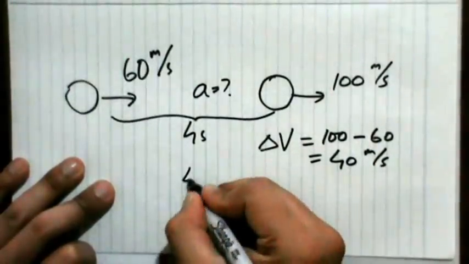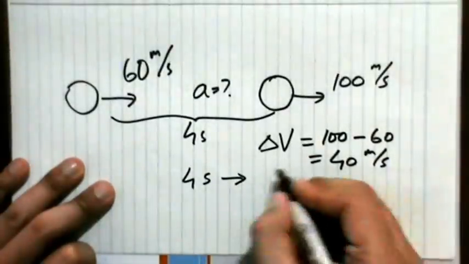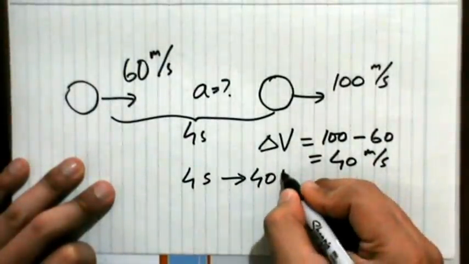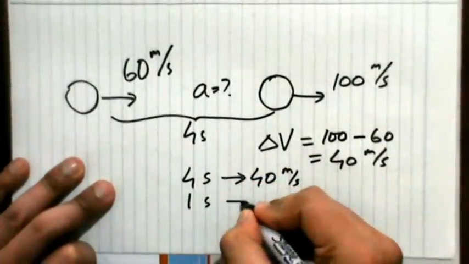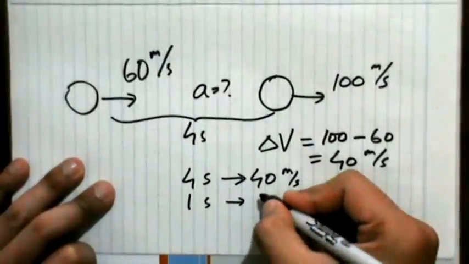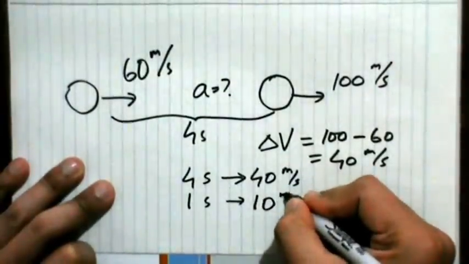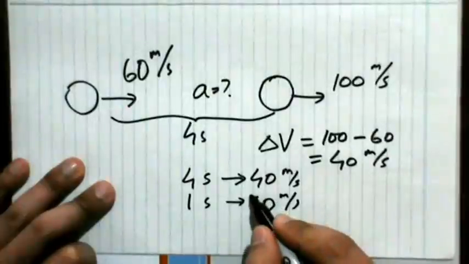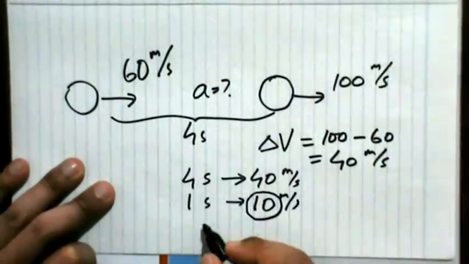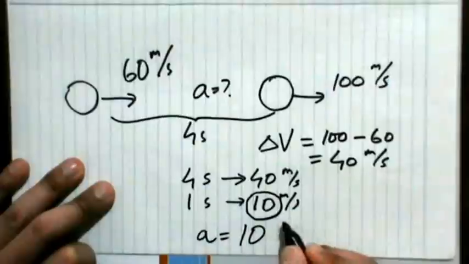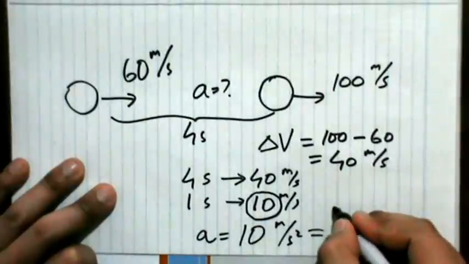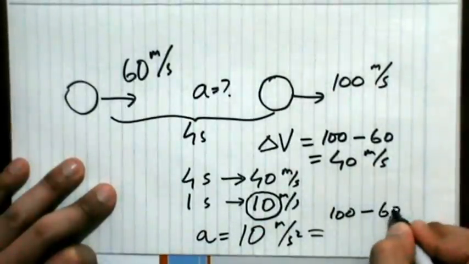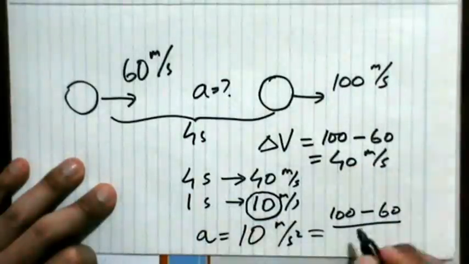Or we can say in 4 seconds the speed increased 40 meters per second. So now what's the increasing speed in 1 second? And here you can find that the value is 10 meters per second. So 10 here is the value of our acceleration. So it's 10 meters per second squared. And let me rewrite again how we get this value. So that's from 100 minus 60, that's 40, divided by 4.